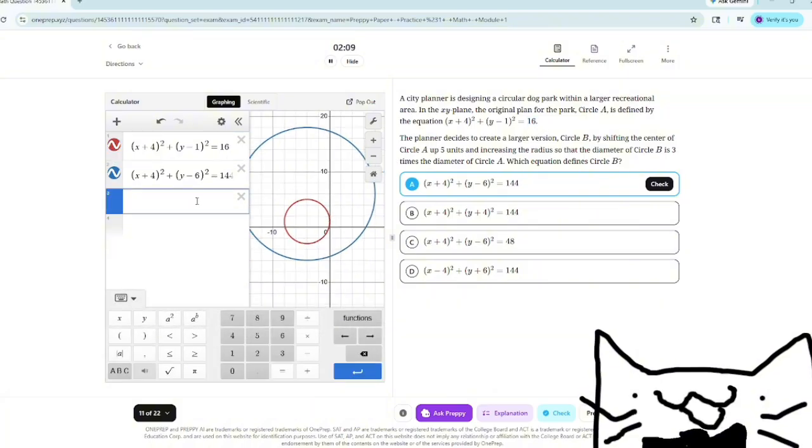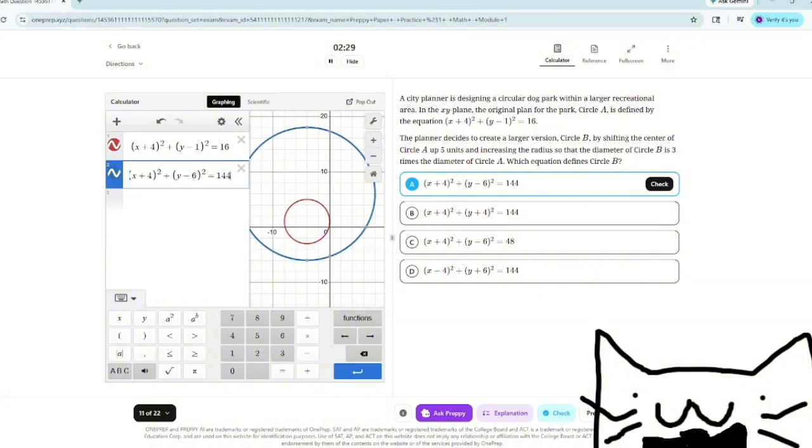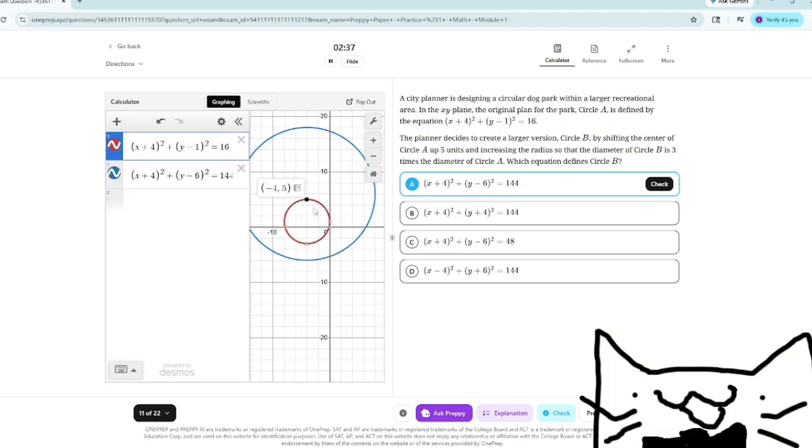For a circle equation that you could plug in your mind, it should be this. x minus h squared plus y minus k squared equals r squared. This is the formula for a circle. And then the radius for this is 4 because 4 squared is 16. And it's still using the diameter.